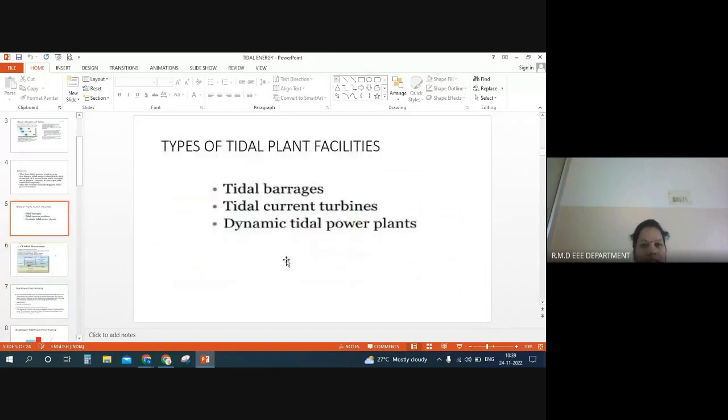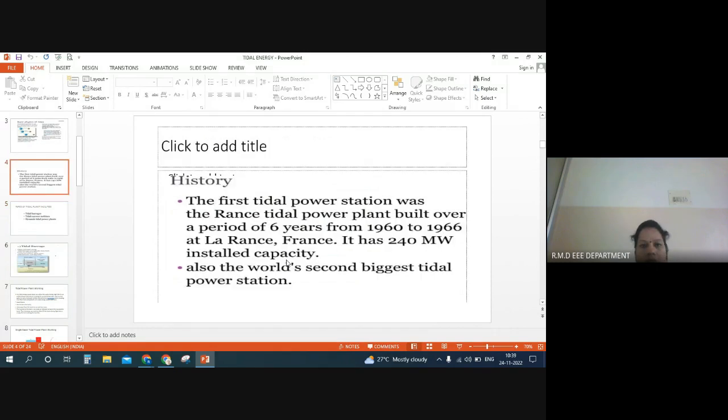And then next one is the types of tidal plant. Okay, so here we have an example stating where we have the first tidal power location and what about the installed capacity and all.